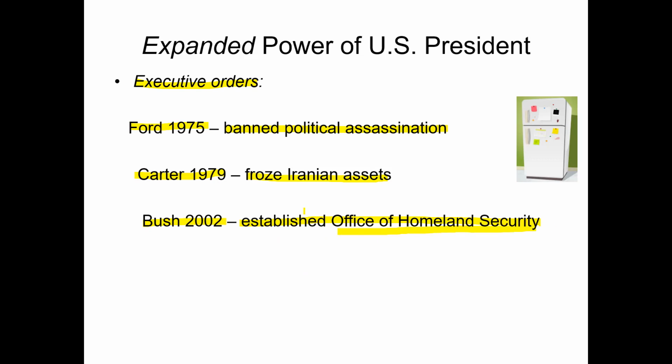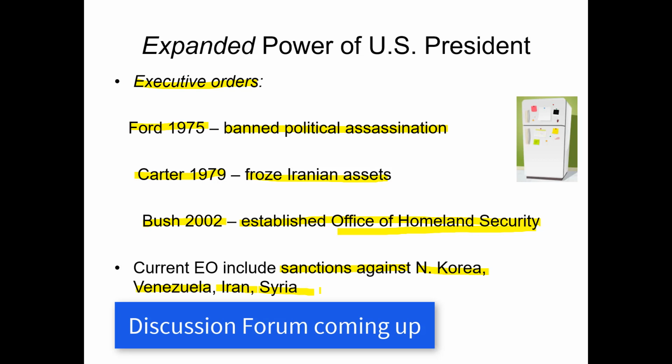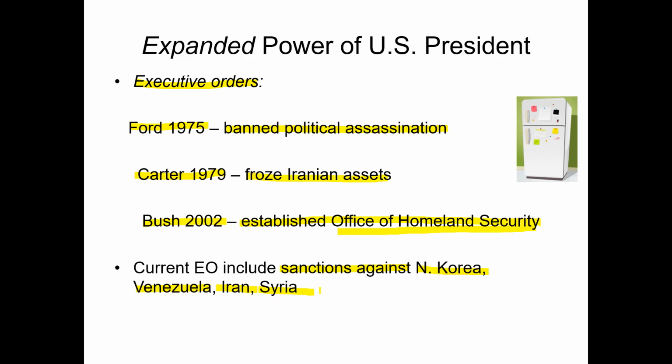So that's a review of those three major expanded powers of the president that we've already talked about before. I wanted to go over them again because they're most applicable here to foreign policy. Current executive orders under the Trump administration include sanctions against North Korea, Venezuela, Iran, Syria, and in the next part, we'll actually talk a little bit more about sanctions as one of these tools of foreign policy. So we'll wrap it up here, and then we'll pick up next lecture in part 2.